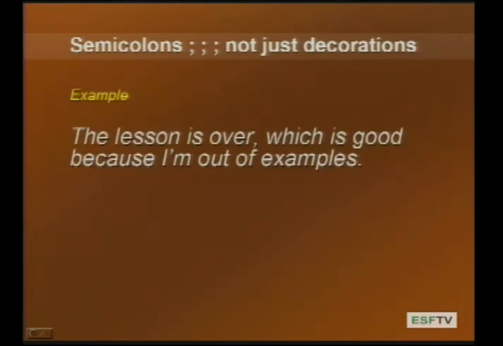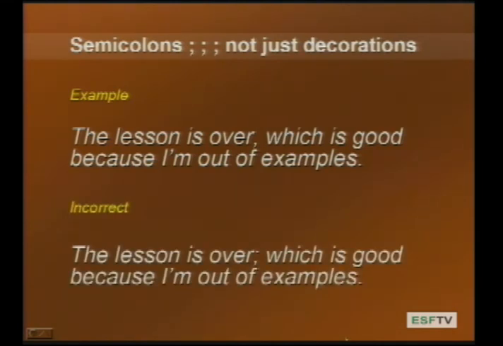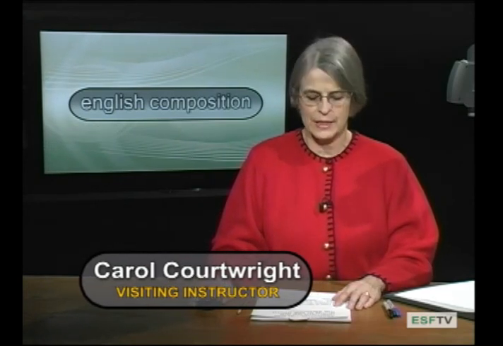The lesson is over, which is good because I am out of examples. Now that's using the comma correctly. It's incorrect to say the lesson is over; which is good because I'm out of examples. That's using the semicolon in place of a comma. Please remember, you only use the semicolon to connect two independent clauses, two sentences, each of which could stand alone.